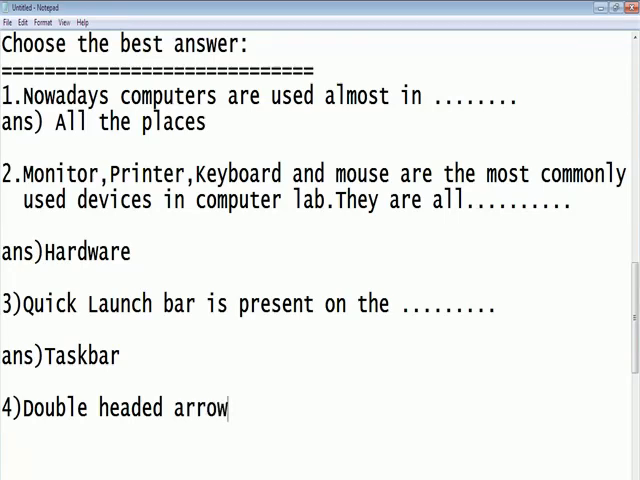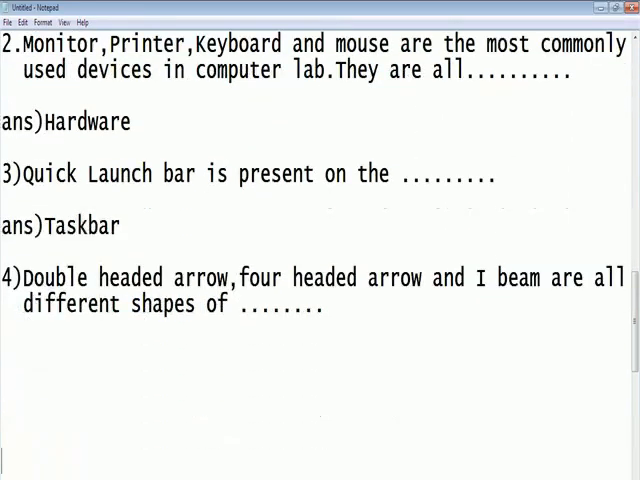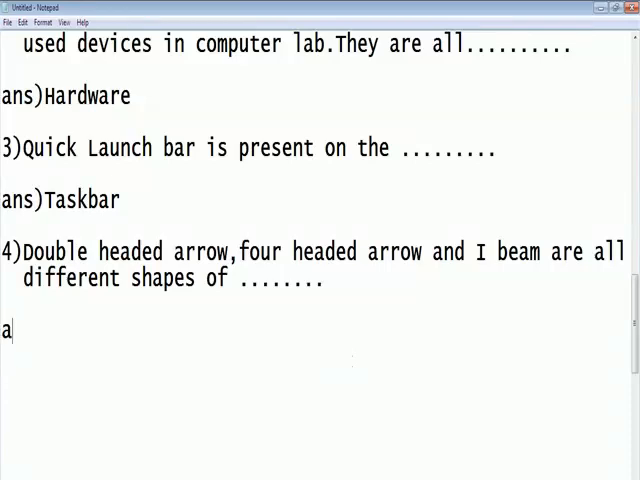Now fourth question is double-headed arrow, four-headed arrow, and I-beam are all different shapes of dash. So the answer for the fourth question is mouse pointer.